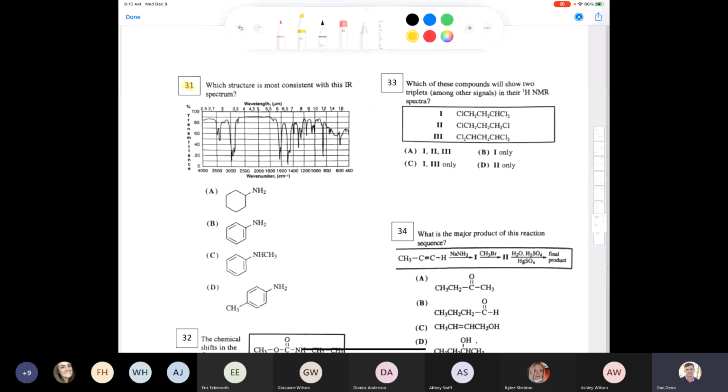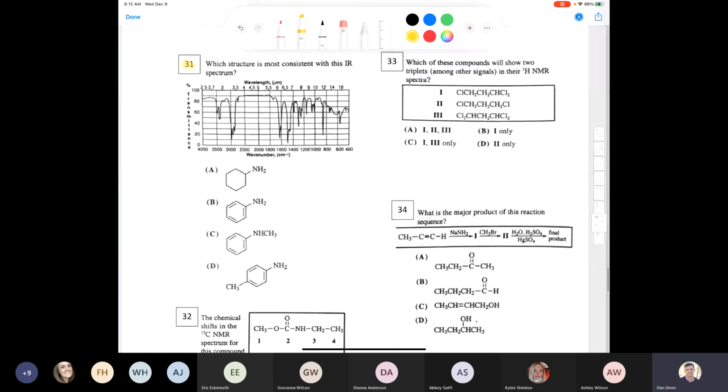We have a beautiful spectrum here, and it says, which structure is most consistent with this IR spectrum? Oh boy. Well, the first thing I notice is that you have two absorbances right around here, around the 3550 to 3250 region. And when we have two absorbances like this, it's because we have a primary amine, because you're going to have symmetrical stretching and asymmetrical stretching.